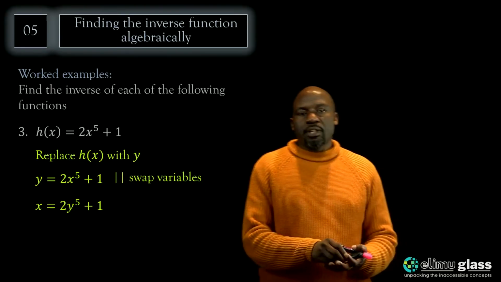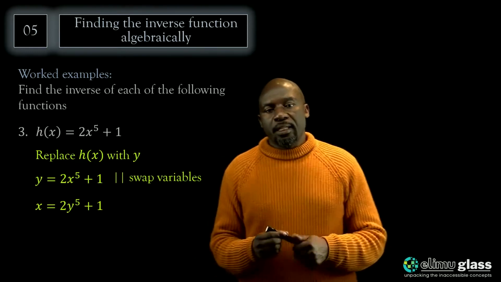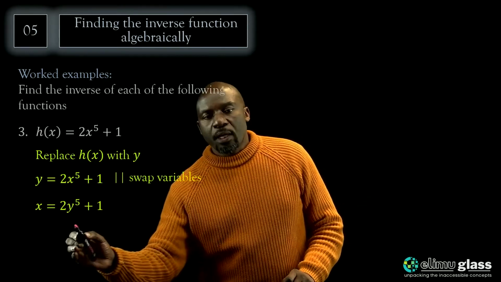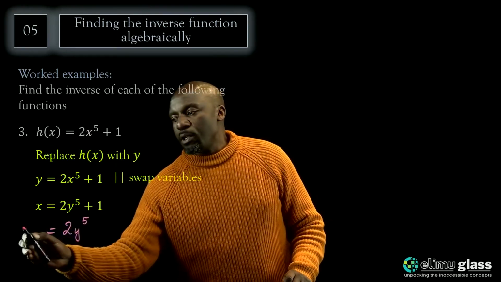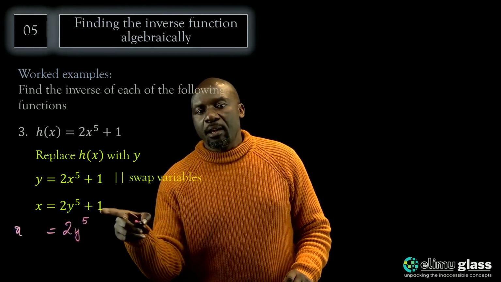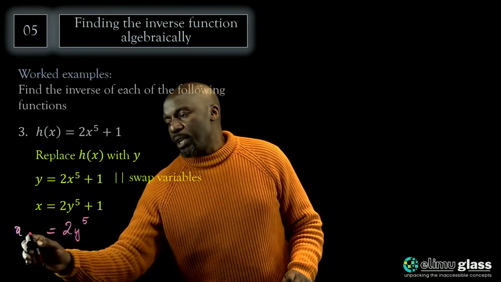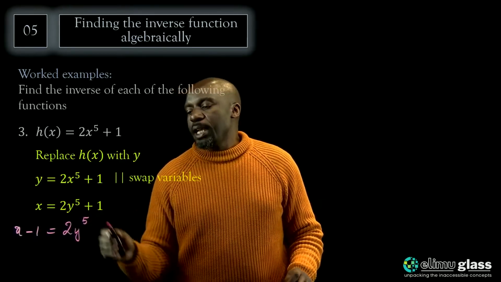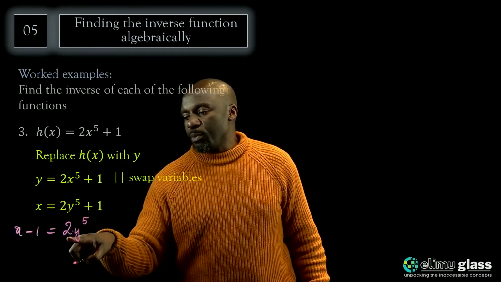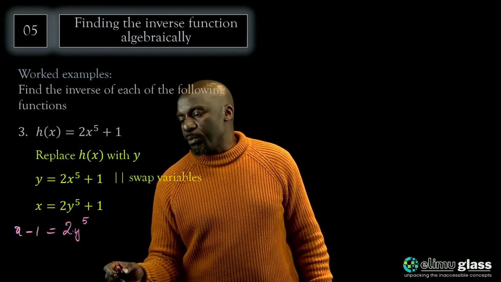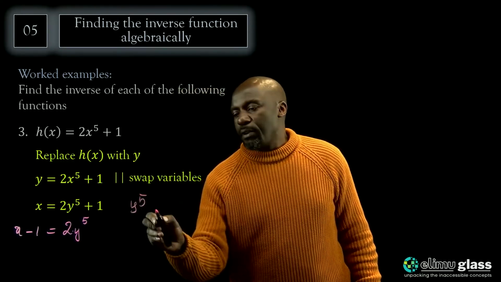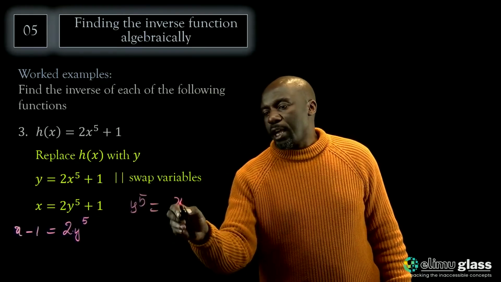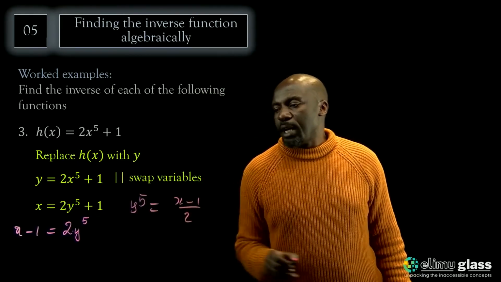To make y the subject of the formula, this is 2y power 5 equals x, and positive 1 goes to the other side, becomes minus 1. Okay, next step, we have to get rid of the multiplication, so divide both sides by 2. I get y power 5 equals x minus 1 divided by 2.